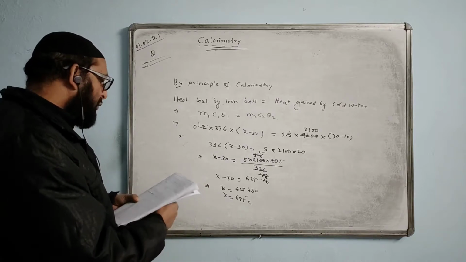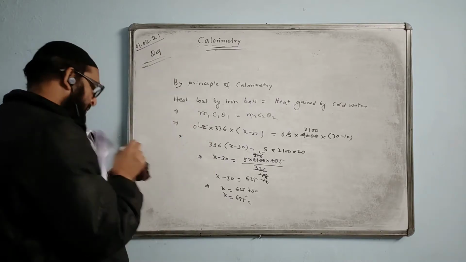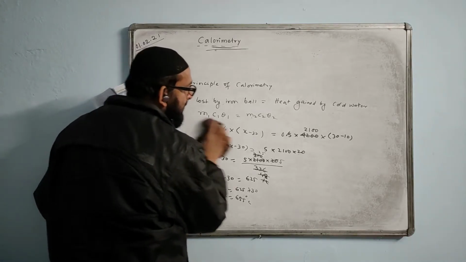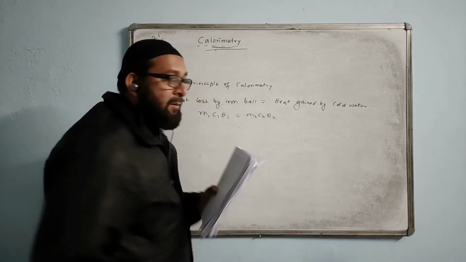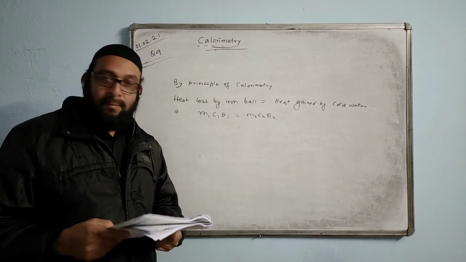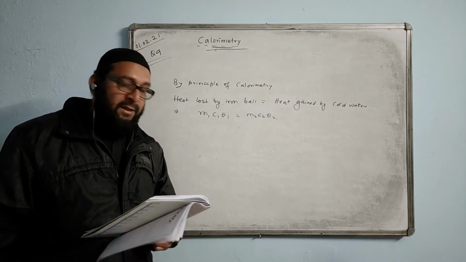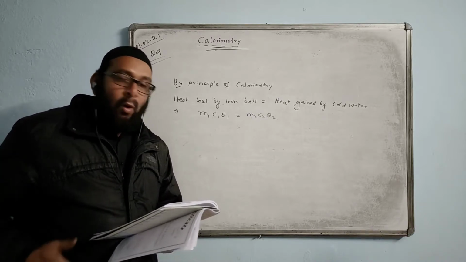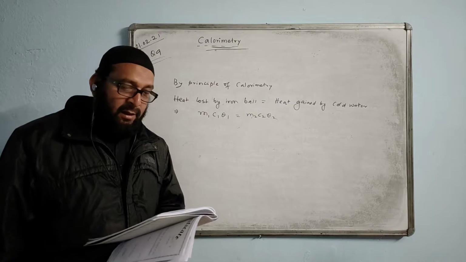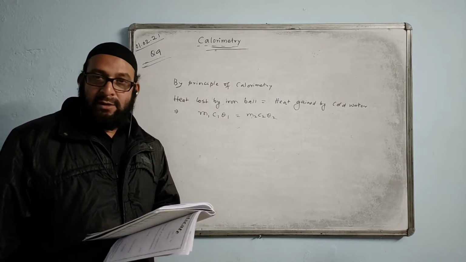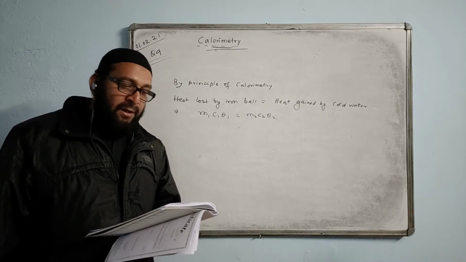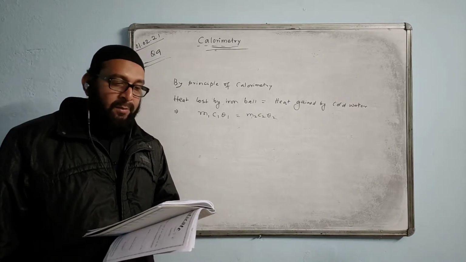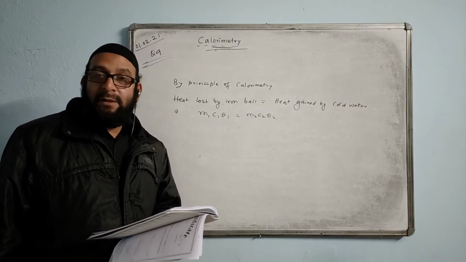Now I will do the next question, question number 9. I love this. Okay, now the question says: 40 gram of water at 60 degrees Celsius is poured into a vessel containing 50 gram of water at 20 degrees Celsius. The final temperature of the mixture is 30 degrees Celsius. Taking the SHC of water as 4.2 joule per gram per degree Celsius, calculate the heat capacity of the vessel.